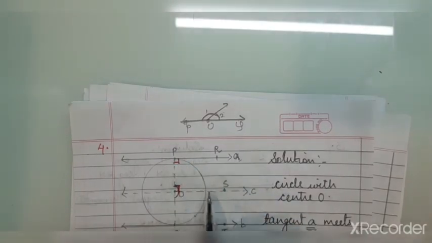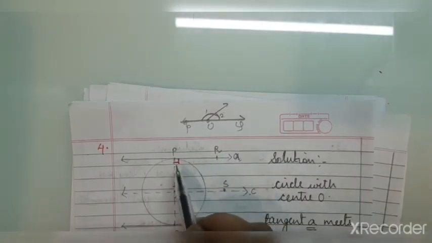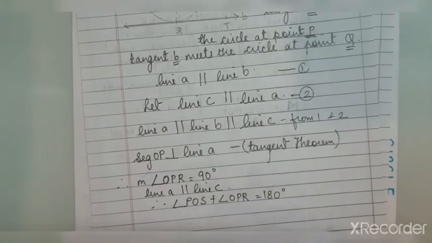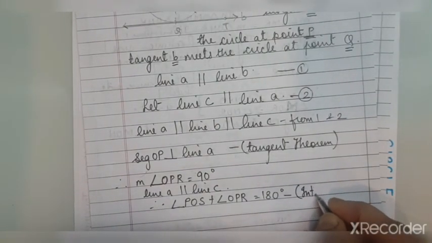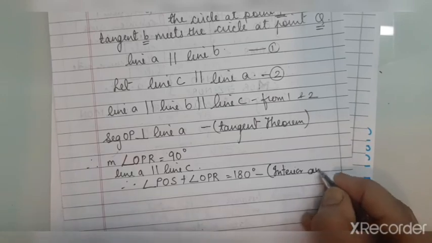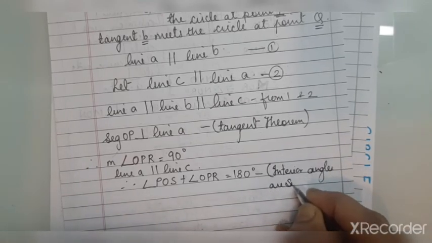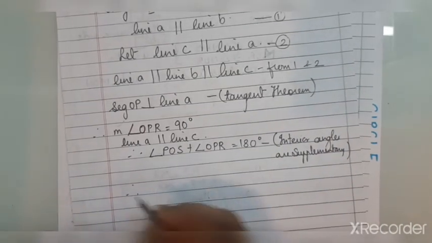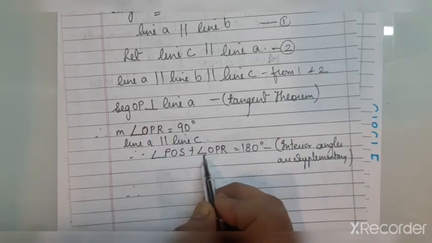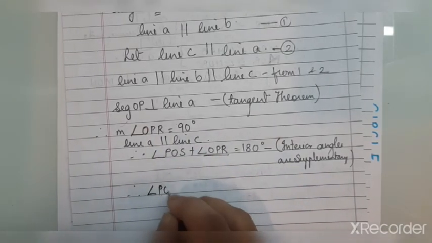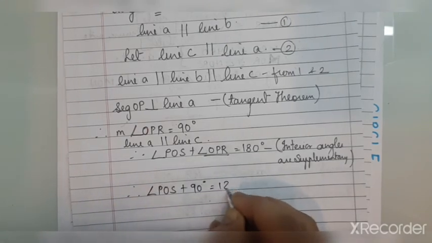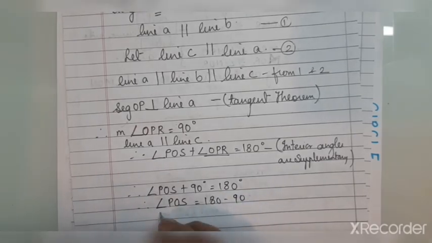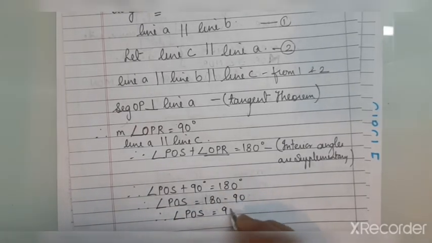If A is parallel to C, then angle OPR plus POS is equal to 180 degrees. Those are the interior angles. So we'll write here, interior angles are supplementary in parallel lines. Therefore, out of this we have got OPR as 90 degrees. So we'll use that OPR as 90 degrees, plus POS, which is equal to 180 degrees. Therefore POS is equal to 180 minus 90, measure angle POS is equal to 90 degrees.